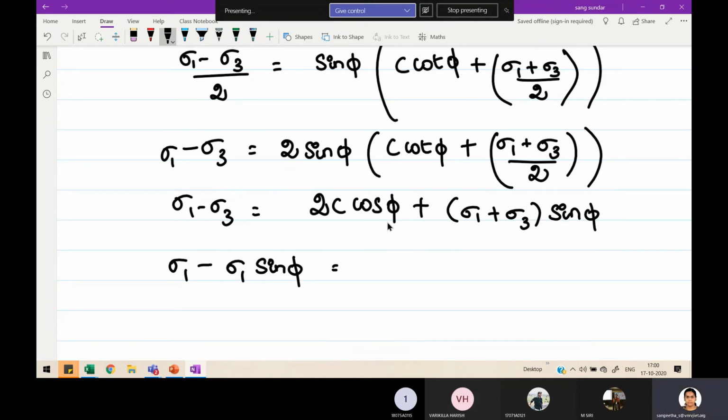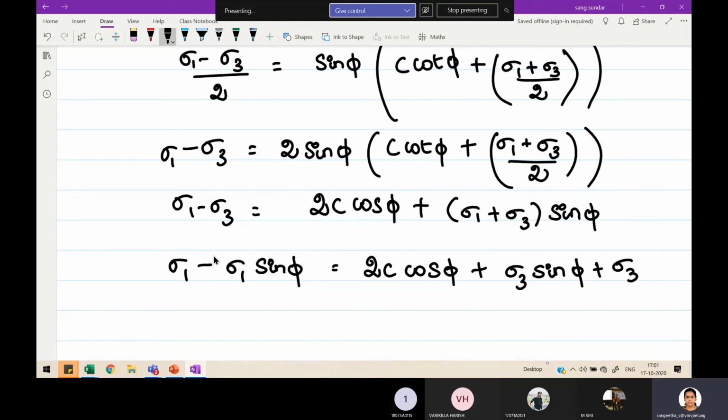What's remaining over here? 2c cos phi is there, plus sigma 3 terms are there, no? So sigma 3 sin phi, minus, sorry, plus sigma 3 will be there. So could you understand up to here?